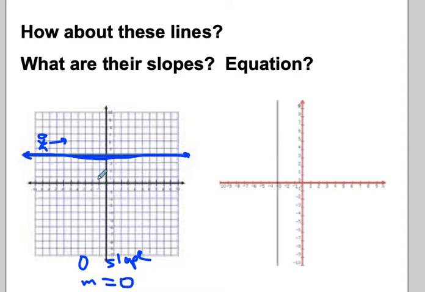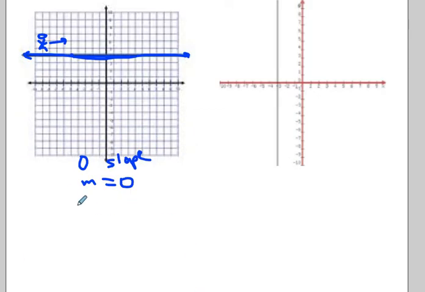And we also talked about the equation of that line. If you look at every single point in this line, this is going to be like negative 5, 4, negative 3, 4, negative 1, 4, 0, 4, 2, 4, 4, 4, 8, 4, 9, 4, 10, 4. If you look at every single y value on that, the y value is stuck at 4. And that would be your equation of that line. Y equals 4.